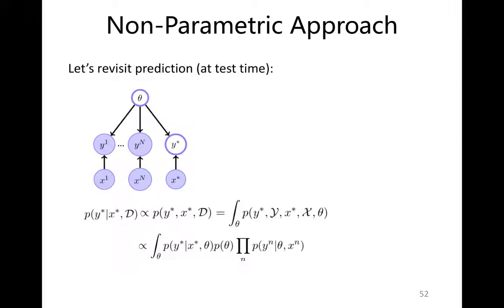Now you need to integrate this theta out. As you see, this term is basically proportional to the posterior, right? If I divide this by the marginal likelihood, which is basically p of y, I'm going to get the posterior. Now what you can see is that your predictive likelihood is equivalent to computing the expectation of the likelihood of the test data with respect to the posterior of the data.